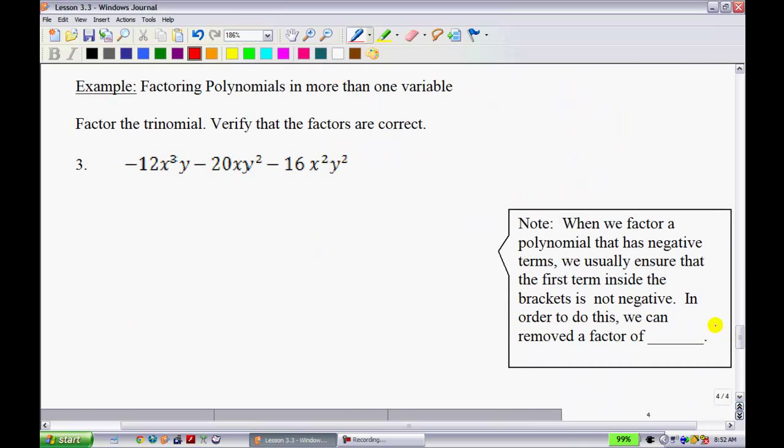Our last page here. This one I'm going to show you how I would normally factor this. This is once you've built up your skills, you're going to see it's a little bit easier. All right, so it says, factor each trinomial, verify that the factors are correct.